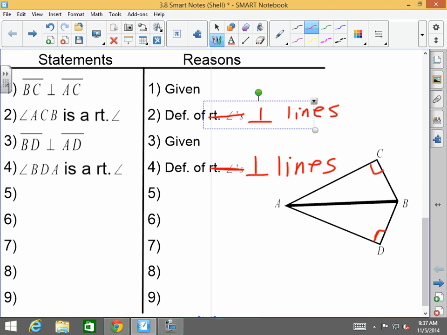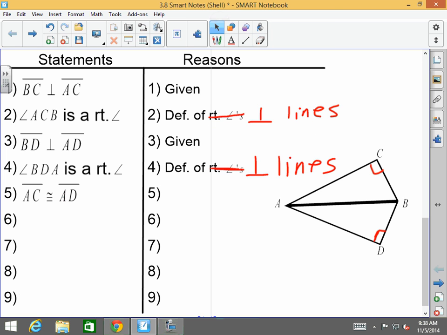Now, we know that there are two right triangles, correct? Guys, you with me here? So now, what I'm going to do, AC is congruent to AD. That is a given. So I'm going to go ahead and mark it. AC is congruent to AD.